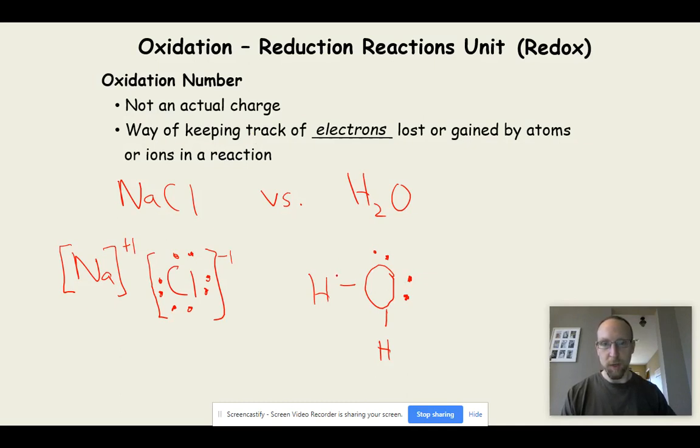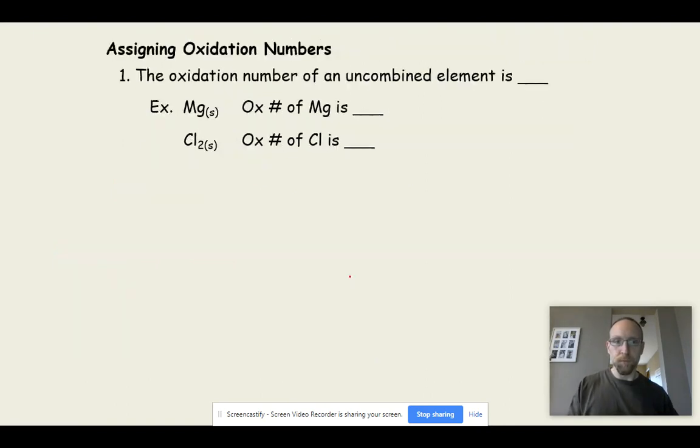Okay? So just keep that in mind. It doesn't matter whether it's ionic or covalent. So how do we assign these oxidation numbers? This is the first skill you want to be able to do before we can go any further in this unit. So we're going to focus on that in this lesson, just being able to assign oxidation numbers to the elements in a compound. If you can do that, you're off to a good start.